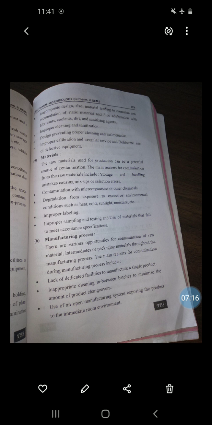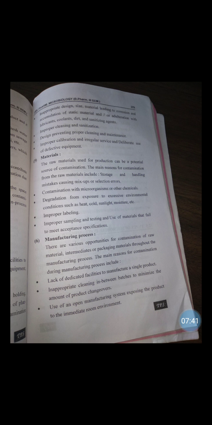The next factor, that is manufacturing process. There are various opportunities for contamination of raw material, intermediate, or packaging materials throughout the manufacturing process. The main reasons for contamination during the manufacturing process include lack of dedicated facilities for manufacturing a single product.